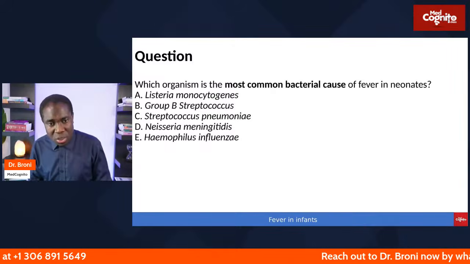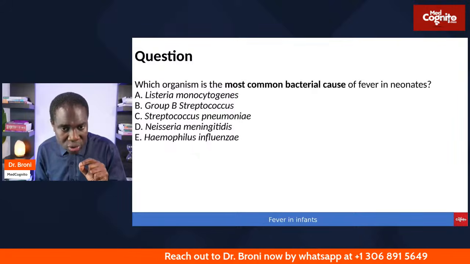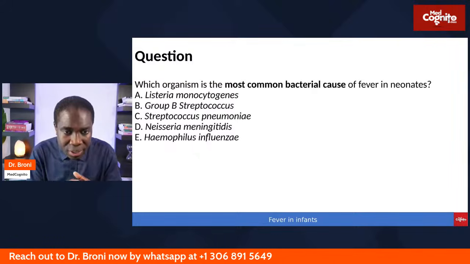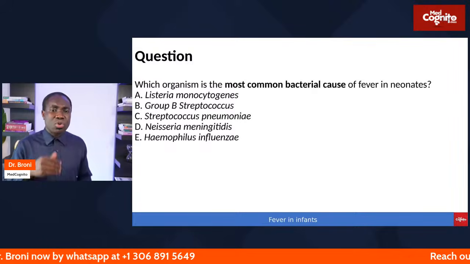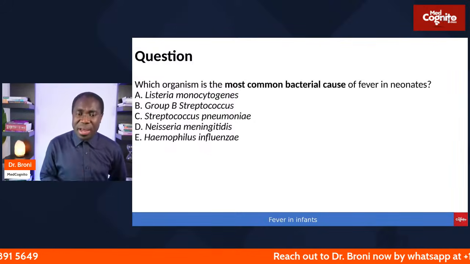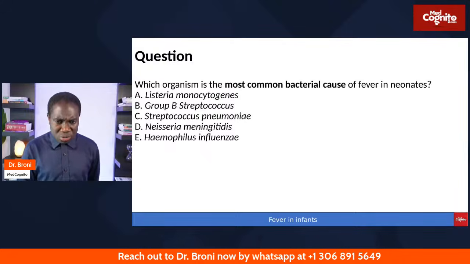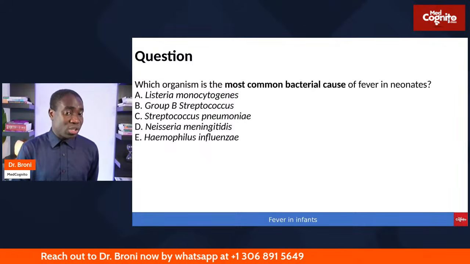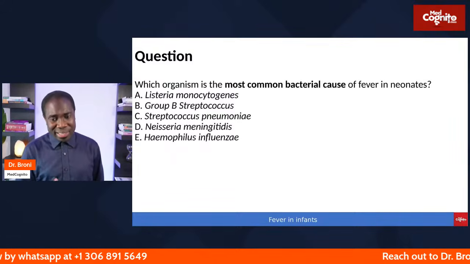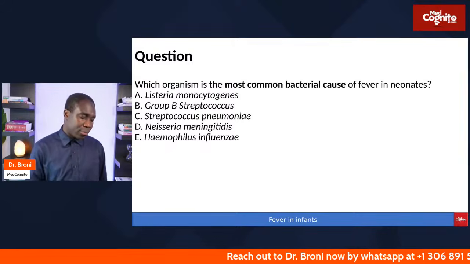Next question. Which organism is the most common bacterial cause of fever in neonates? Let me ask again. Which organism is the most common bacterial cause of fever in neonates? A, Listeria monocytogenes. B, Group B Streptococcus. C, Strep pneumo. D, Neisseria meningitidis. And E, Haemophilus influenzae.